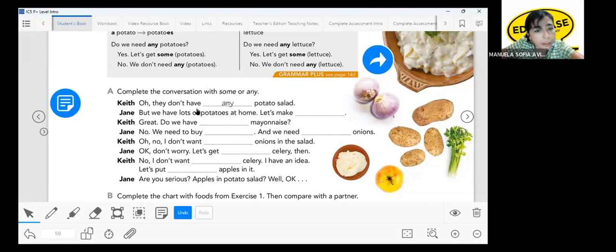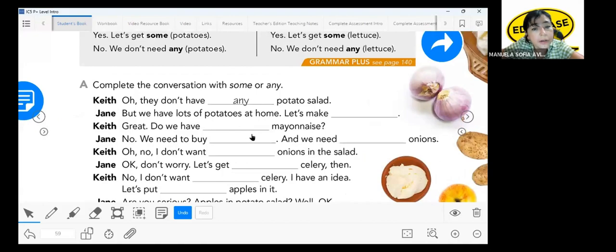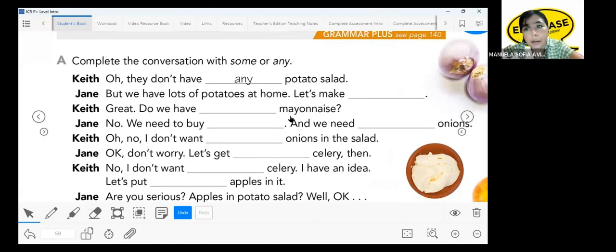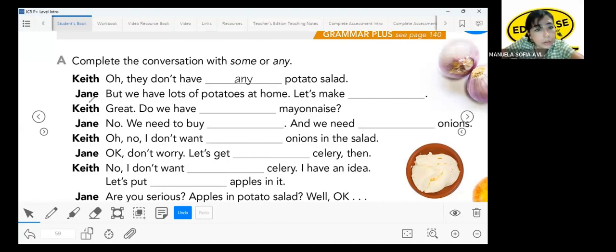Okay, so here we have the first. Oh, they don't have any potato salad. Okay, any. Do you remember why they are using any here? Anybody who can help me, please? Do you remember why? We use any for negative sentences. Okay, correct, Miss. Thanks. In this case, we're going to use any because we have a negative sentence. Correct. Very good. So that's what we have to notice in the rest.